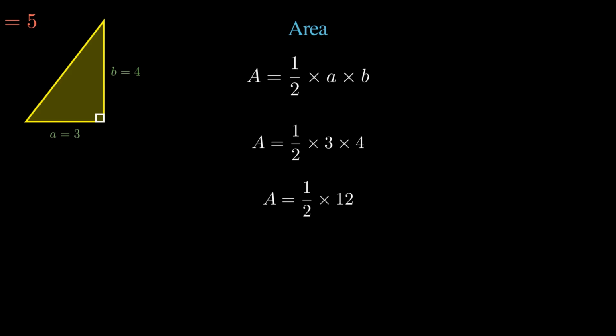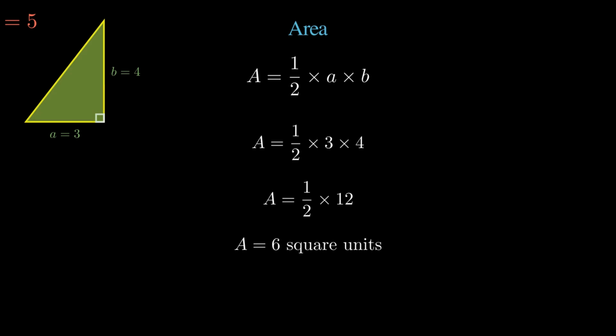We have A equals 1/2 times 3 times 4. Using the multiplication property, 3 times 4 equals 12. So A equals 1/2 times 12. Applying the multiplication property again, 1/2 times 12 equals 6. Therefore, our area is 6 square units.